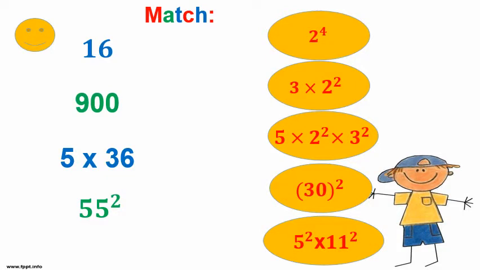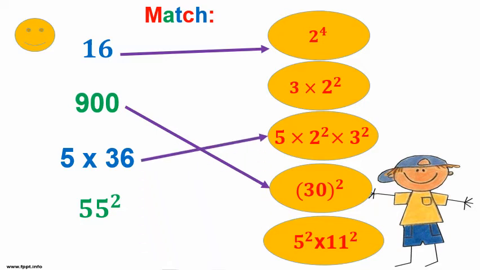Let's match 16. We said that 16 is 4 squared, and if we write 2 squared instead of 4, then it will be 2 to the power 4. 900 is 30 times 30, which is 30 squared. 5 times 36, we can decompose 36 to give me 2 squared times 3 squared. So this one will be equal to 5 times 2 squared times 3 squared. The last one, which is 55 squared: 55 is 5 times 11, then it will be 5 squared times 11 squared.